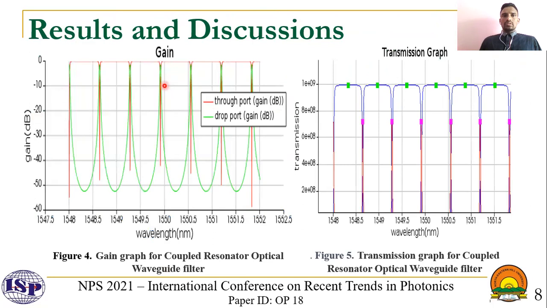In this slide we have the results and discussions. This graph represents the gain of our throughput and drop port, and this is our transmission graph of our CROW filter. Coming to the gain graph for the coupled resonator optical waveguide filter, we have the 1550 nanometer wavelength, which is the center one.